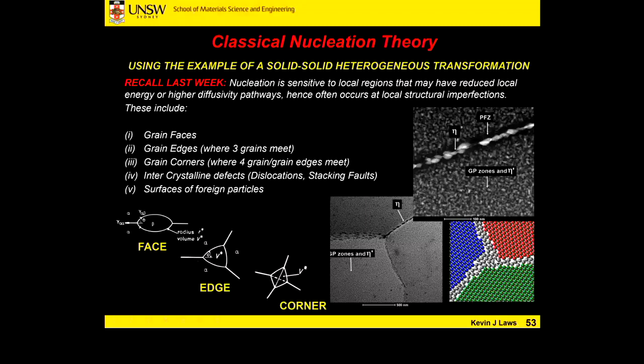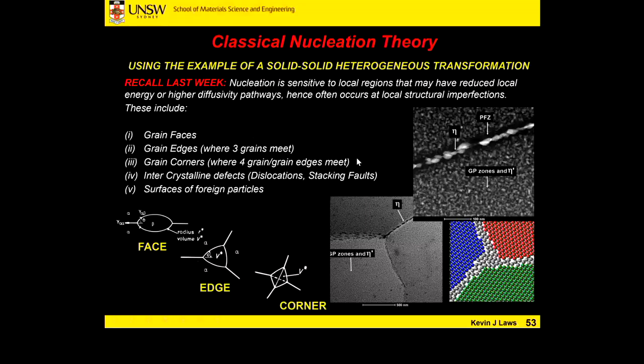So that means that this region between the grains is going to be even more disordered, probably slightly wider than a grain face. So it's got slightly higher structural energy and is therefore a place where nucleation might occur more frequently than at a grain face or within the bulk body of the material.